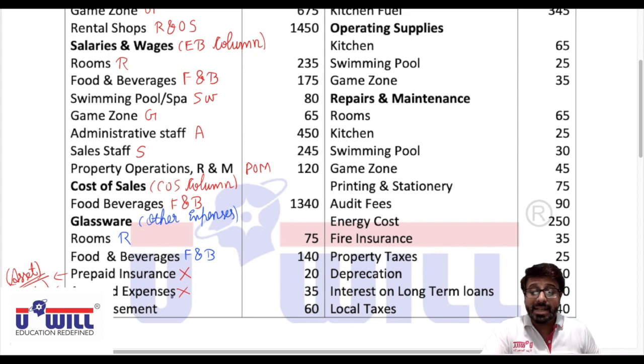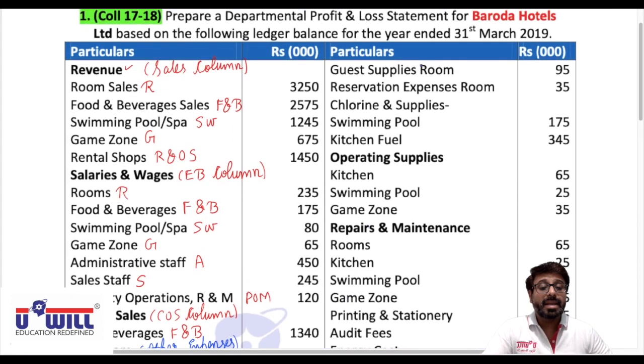Advertisement is other expense of sales and promotion. Guest supplies of room, other expenses of rooms. Reservation expenses of rooms, other expenses of rooms. Chlorine and supplies of swimming pool, other expenses of swimming pool.